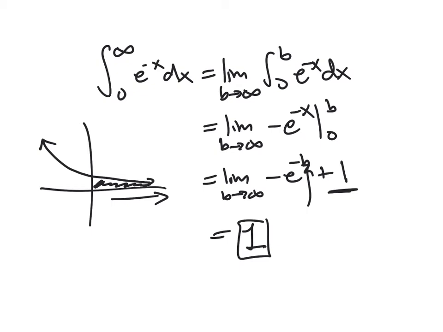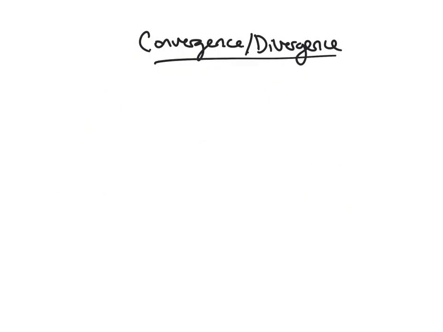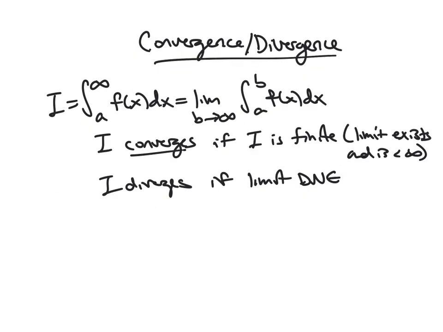And so the fact that this is finite, we would say that this integral converges, as opposed to diverges like the last one. Okay, so now let's gather just the general strategy and language here. Let's go ahead and talk about the definition of what an improper integral is and what it means for it to converge or diverge.